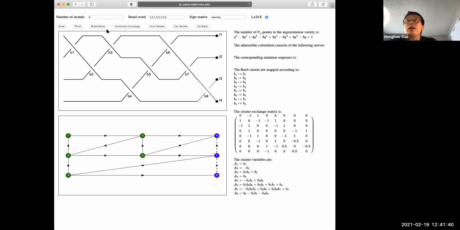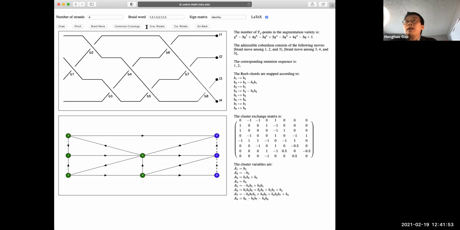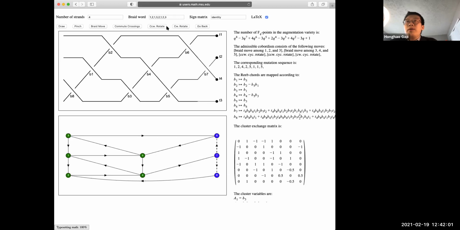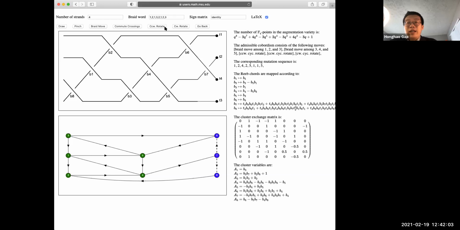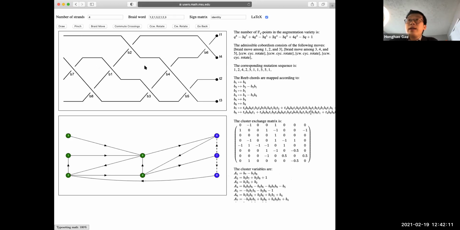For example, you can do the braid move that's Reidemeister 3, like this. The quiver mutates, the cluster variables mutate. You can do another one, for example, this. You can do the cyclic rotation like this. Because the cyclic rotation is a sequence of mutations, this quiver will change dramatically. And then I can pinch. They're also complicated. Let's see. I can do this.